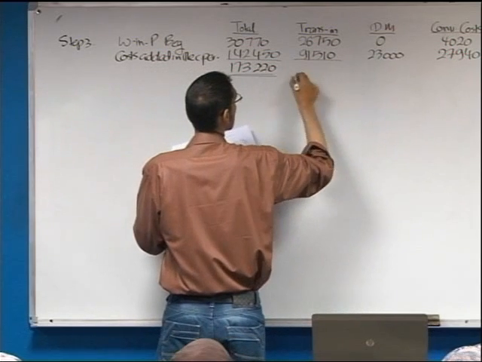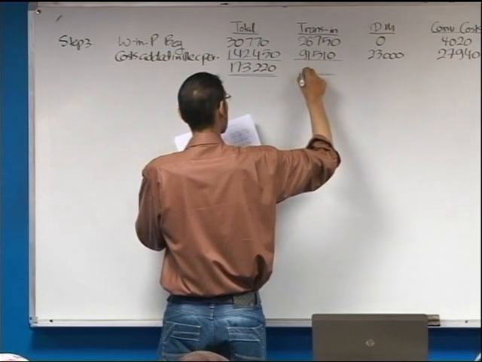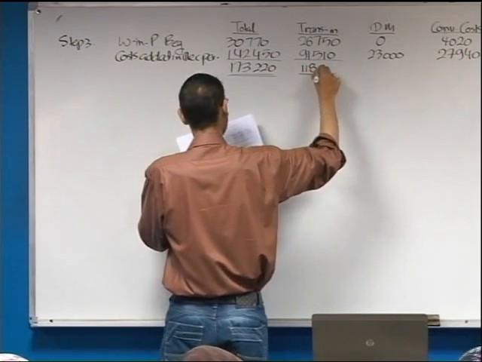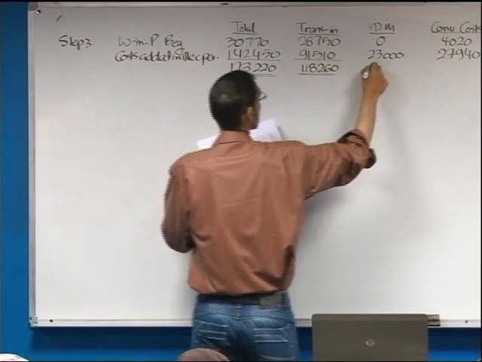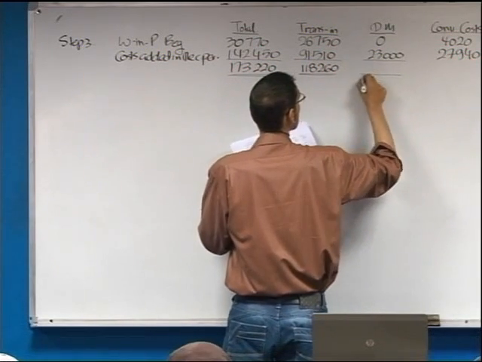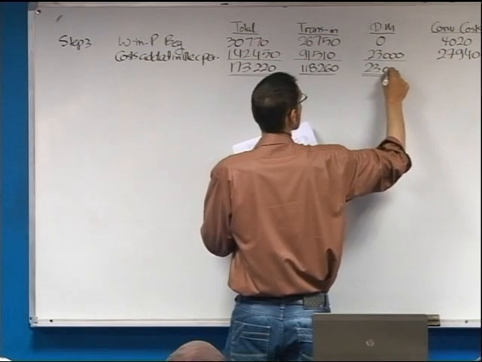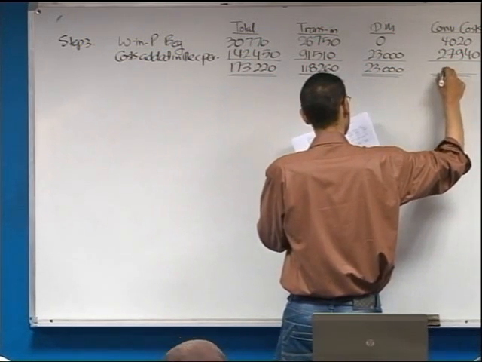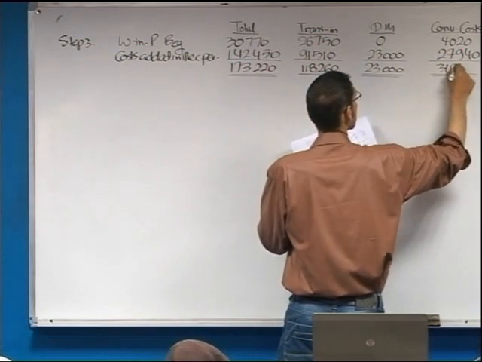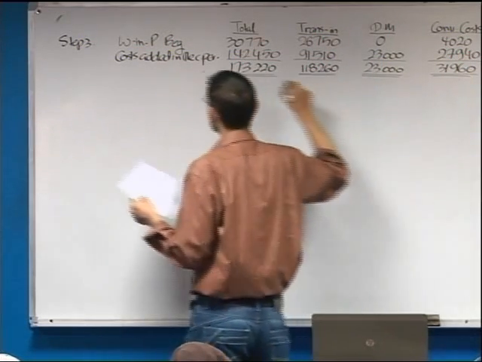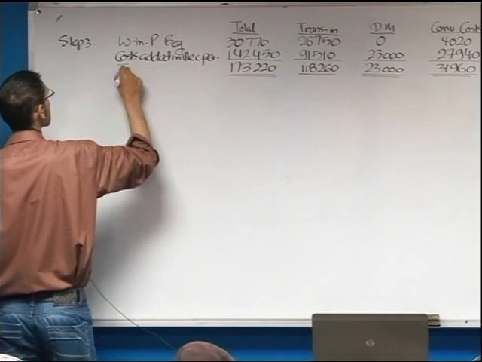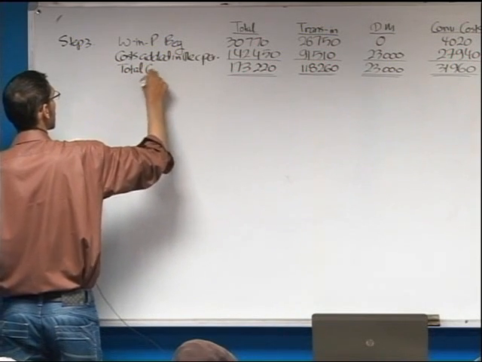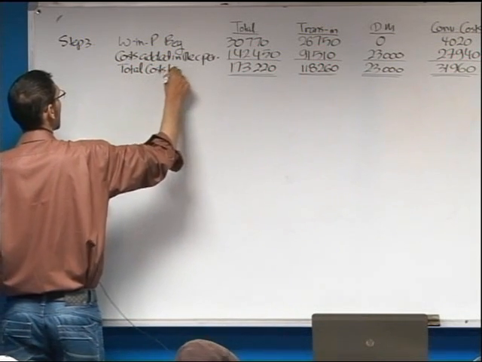For the transferred in, 118,260, for the direct materials 23,000, and for the conversion costs 31,960. These are the total costs to account for.